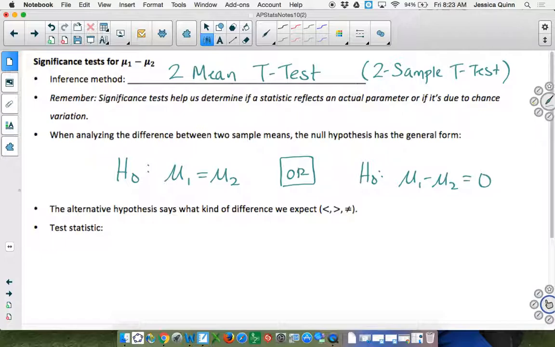The alternative hypothesis says the kind of difference that we expect. We either expect one of the populations to have a higher mean than the other, or I don't know which one is higher, but I just know they're not the same. So I don't know if Mayfield students get more sleep than Westridge students, but I just don't think those 2 numbers are the same. So there are our 3 different types of alternative hypotheses we could write.